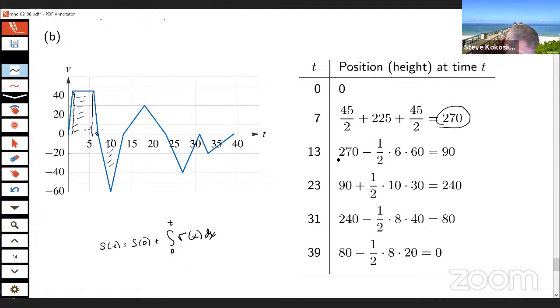So there's the 270, that's the height after 7 seconds. And I think that's a triangle. That's 1/2 the base times the height. So now after 13 seconds, it's at 90. Then from 13 to 23, it's going up a little bit. There we go. I added in that area. It's at 240. Now it's going down. It kind of stops for a split second and goes down some more. At 31 seconds, it's at 80 feet. And then finally, it ends up where it started, at zero.